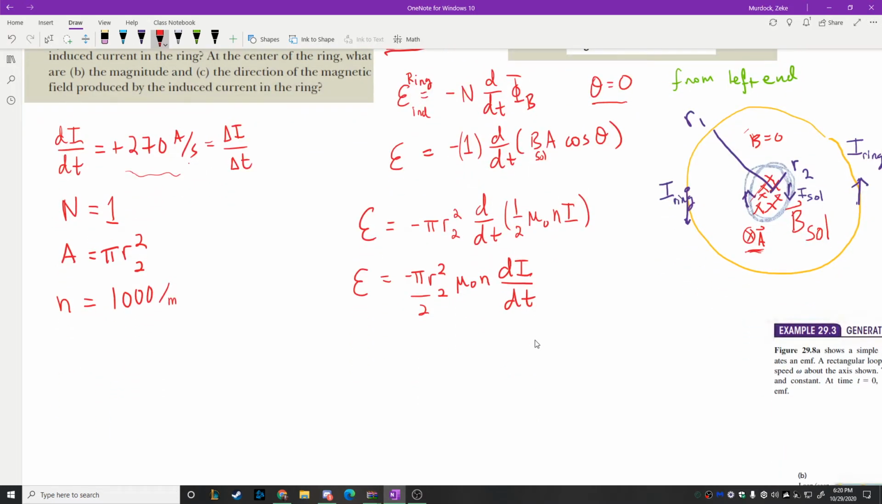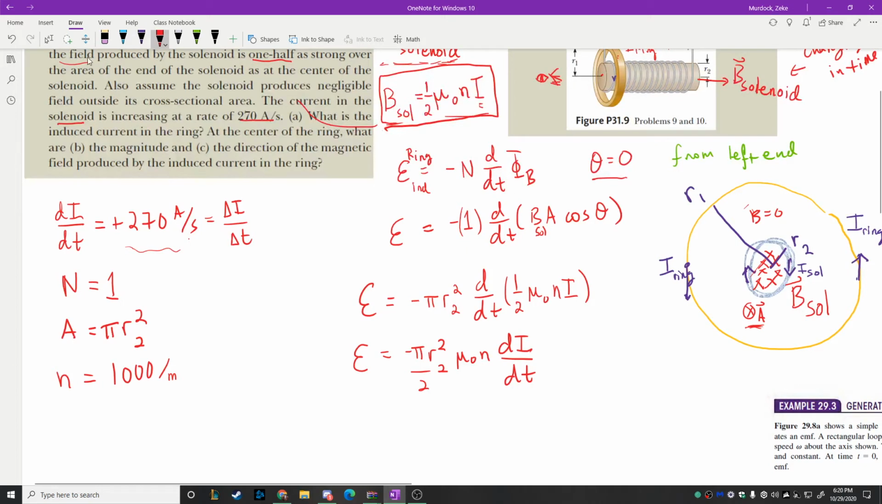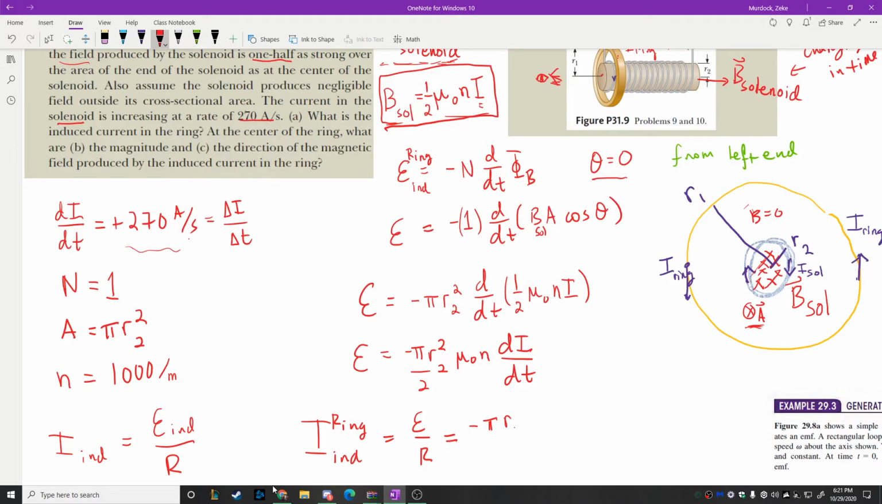Now the goal here was to find the induced current in the ring. In order to get the current, the induced current is going to be equal to the induced EMF in the golden ring divided by big R. So the induced current in our ring is going to be E over R. We'll end up basically dividing this whole thing by R. At this point, I'm just going to plug everything in. So we have negative pi r2 squared.